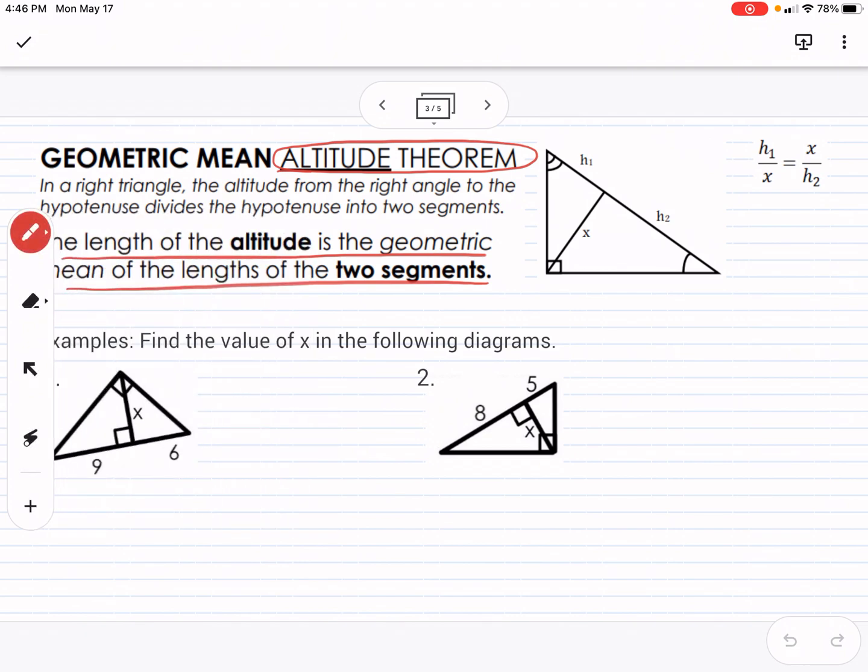Now your altitude theorem tells you that the altitude of a right triangle, which is the length from the hypotenuse to the 90-degree angle, is equal to the geometric mean of the two segments of the hypotenuse. Basically, you take the two segments of the hypotenuse, multiply them, and then square root it. So this piece times this piece square rooted. So here x is our altitude. You always want to check because this only works if it's an altitude. So we're going to do h1 times h2 square rooted.